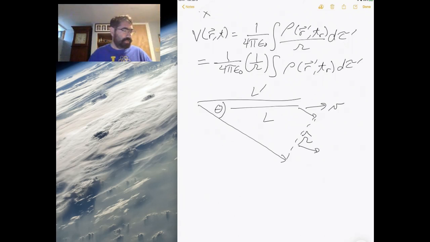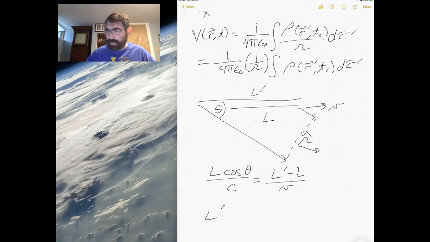Okay, so if I take a look at this, the extra distance that the information is traveling, it travels at the speed of light. So what I could say is that L times the cosine of theta divided by the speed of light is the same thing as saying L prime minus L over the velocity v, how much my length is moving. So therefore, I can write down the length L prime as L over 1 minus v cosine theta divided by the speed of light. Okay, so if you work that out, that should be true.